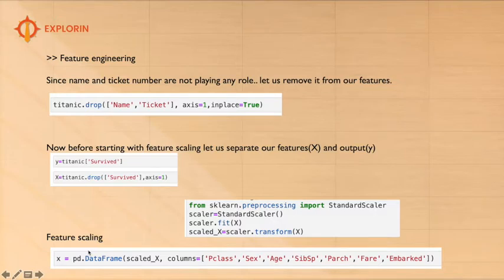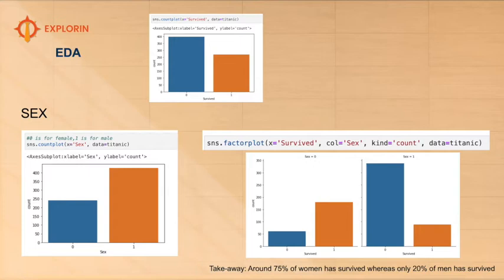Now is the time for feature scaling. We do feature scaling so our model converges quickly, right? We import the standard scaler and we fit it and transform it. After this, the scaled X comes out to be an array, so we use pandas to convert it to a data frame again, right? Now our data is pre-processed and is ready for analysis.